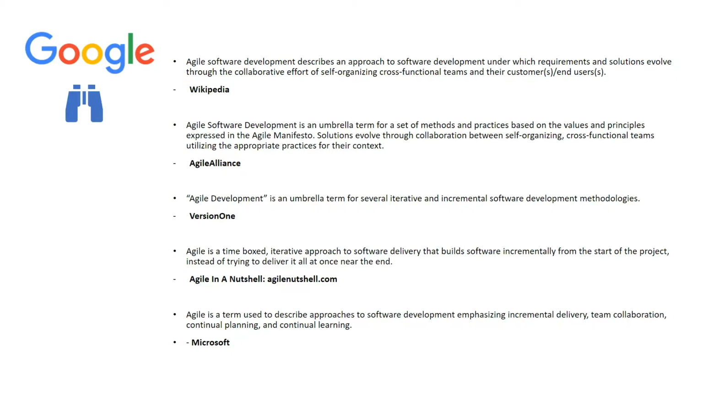I picked 5 of the multiple results that stood out to me. Wikipedia, which is very common, has its own definition. Agile Alliance, you would assume they probably have the best definition of what Agile is. Then VersionOne, a tool company that specializes in Agile tools. Agile in a Nutshell, a website that talks about Agile a lot. And then finally, Microsoft. If you look at these 5 definitions, each of them is different, but they have some common terms. Let's take a look at what they are.